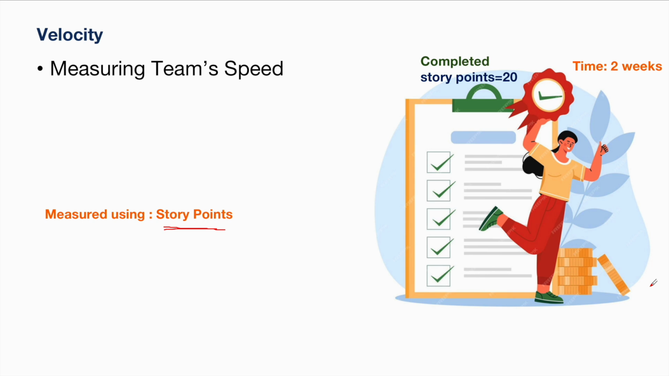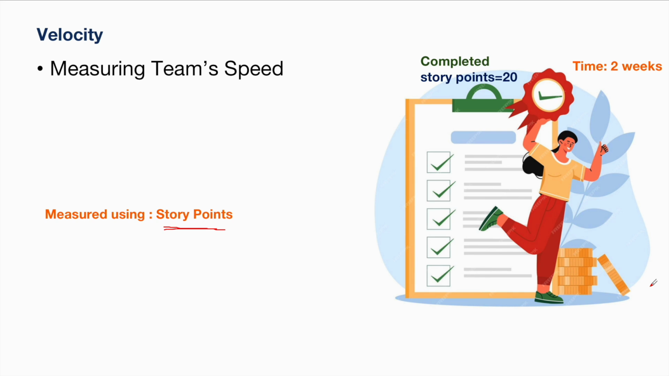Velocity is a measure of how much work a team can complete in a given time period. It is usually a sprint of 1 to 2 weeks of time. It is typically measured in story points and it gives an idea of team's average capacity.